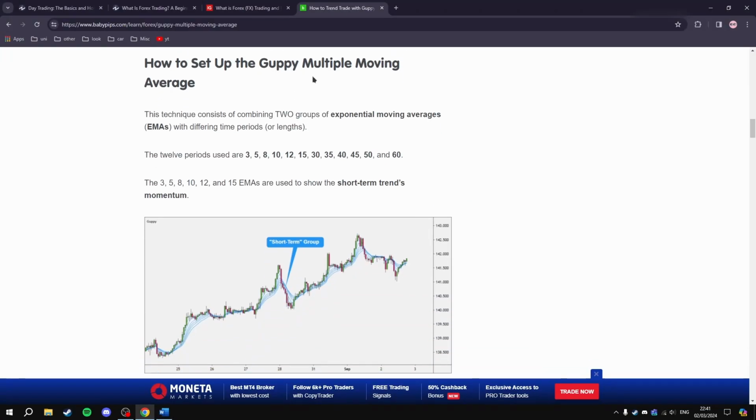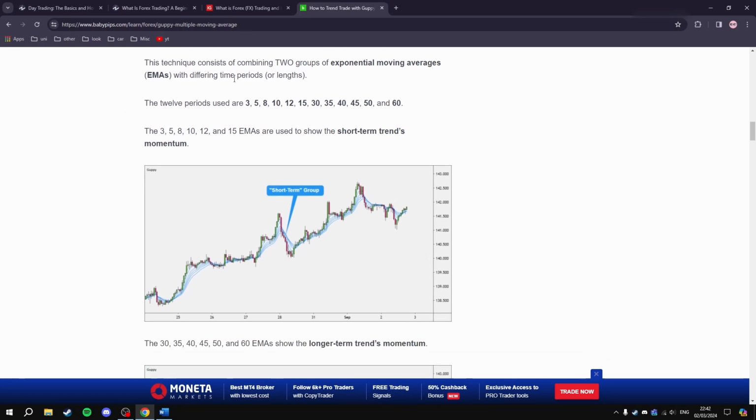How to set up the Guppy Multiple Moving Average. This technique consists of combining two groups of exponential moving averages with differing time periods or lengths. The 12 periods used are 3, 5, 8, 10, 12, 15, 30, 35, 40, 45, 50 and 60.